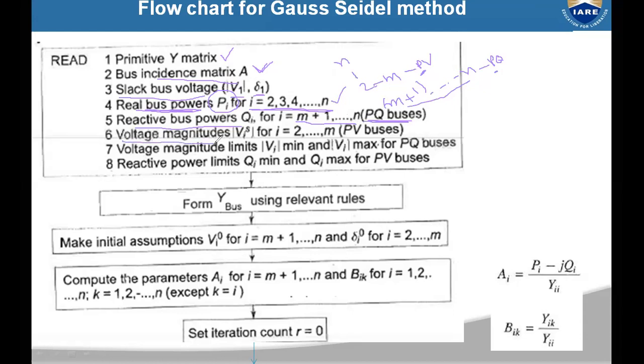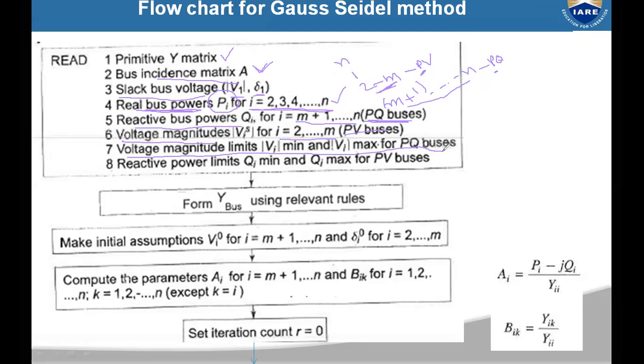And voltage magnitudes. These voltage magnitudes are specified for PV buses. So PV buses are from 2 to m, so I is equal to 2 to m. You have to read the specified magnitude of voltage VI. Then the voltage magnitude limits VI minimum and VI maximum for PQ buses you have to read. Okay. So at PQ buses you will calculate the voltage, right? The magnitude of voltage and delta you will calculate. But what should be the magnitude of voltage?